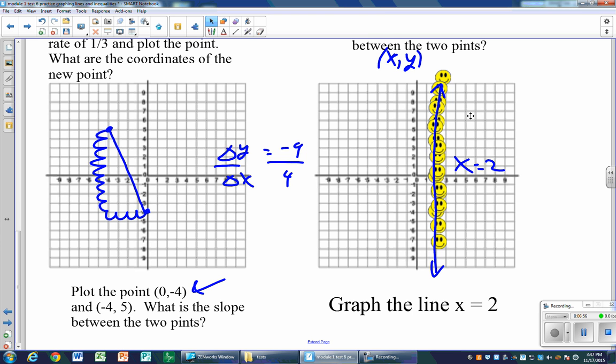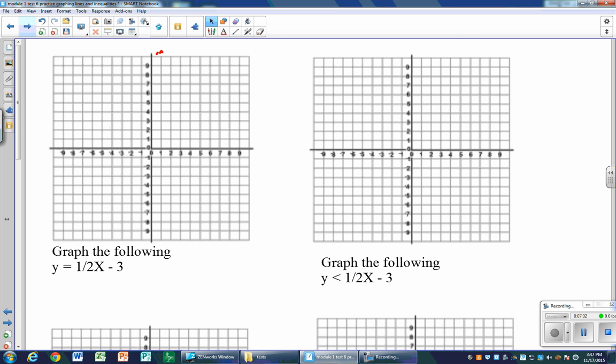Don't forget to label it. That's done with the first page. Remember, you can always rewind. Graph the following line. If you're not using your graphing calculator, you know how to graph these.